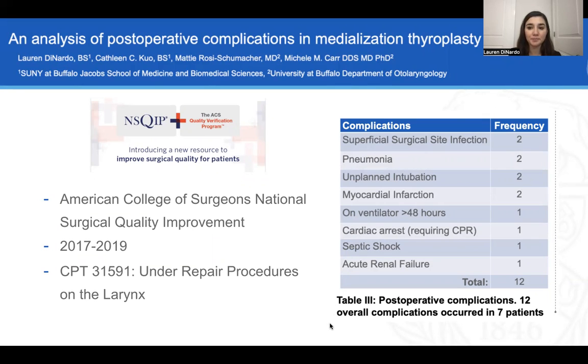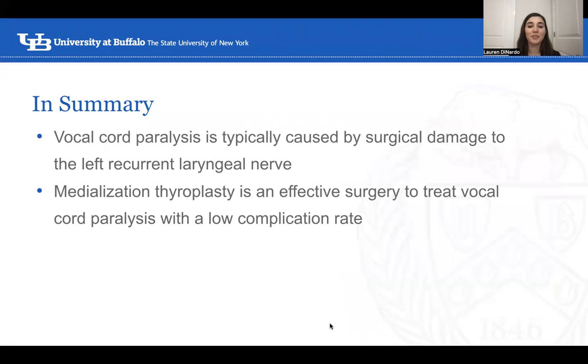So in summary, vocal cord paralysis is typically caused by surgical damage to the left recurrent laryngeal nerve, and medialization thyroplasty is an effective surgery to treat vocal cord paralysis and has a very low complication rate.